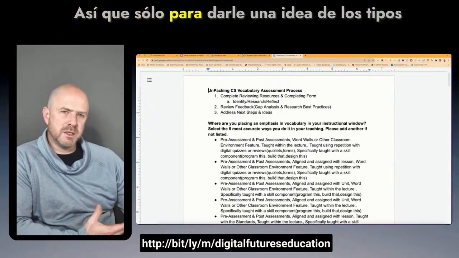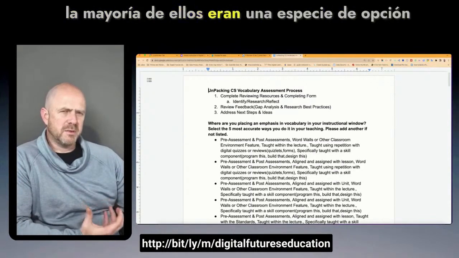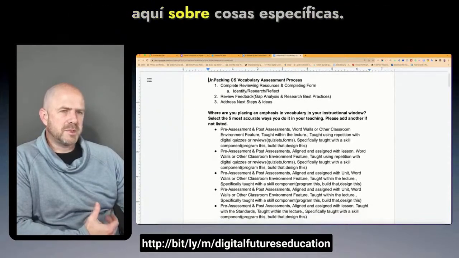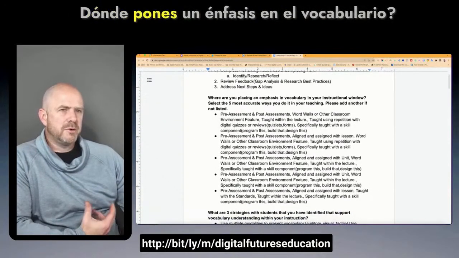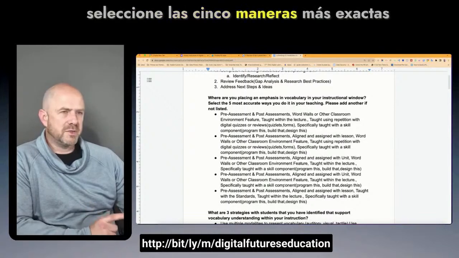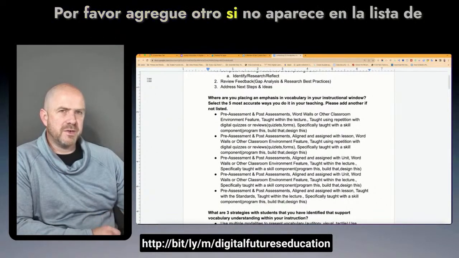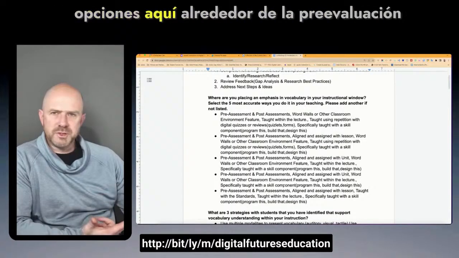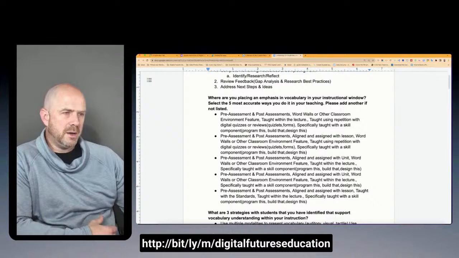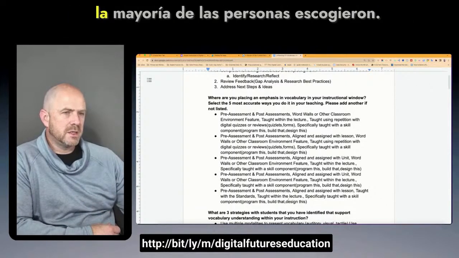So just to give you an idea of the types of responses that were received here, most of these were kind of multiple choice with some additional feedback here on specific things. Where are you placing an emphasis in vocabulary in your instructional window? Select the 5 most accurate ways you do it in your teaching. Please add another if not listed. So options here around pre-assessment and post-assessment, word walls. Those were the first kind of recommendations.